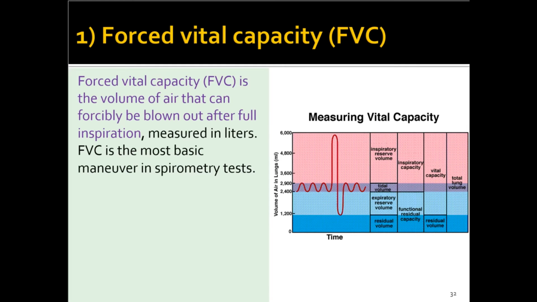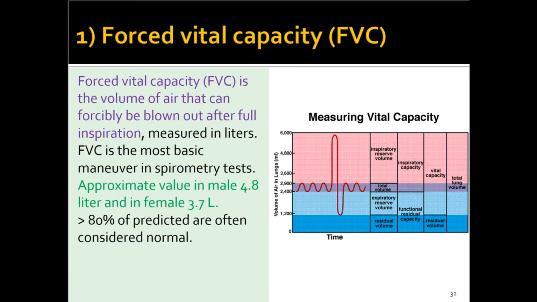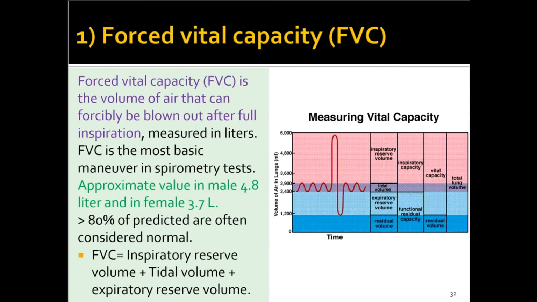1. Forced vital capacity, FVC. Forced vital capacity, FVC, is the volume of air that can forcibly be blown out after full inspiration, measured in liters. FVC is the most basic maneuver in spirometry tests. Approximate value in male 4.8 liters and in female 3.7 liters. Less than 80% of predicted is often considered abnormal. FVC equals inspiratory reserve volume plus tidal volume plus expiratory reserve volume.